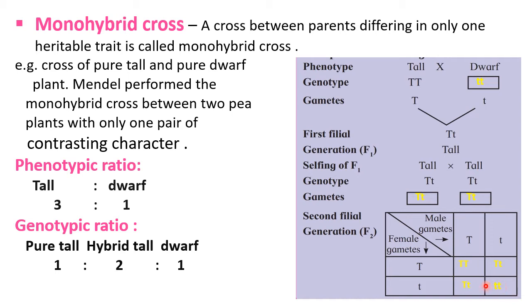Now we will see the different ratios. The first one is called the phenotypic ratio. Phenotypic ratio is obtained due to the external appearance of an individual. So here we see three tall plants, the first, second and third, and only one dwarf plant. So the phenotypic ratio is 3 to 1.